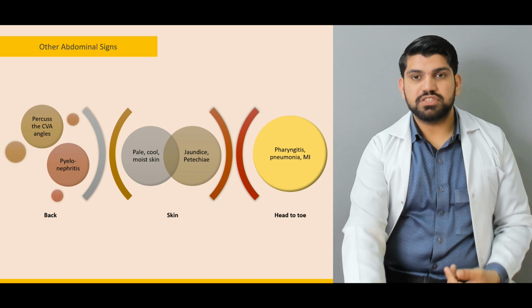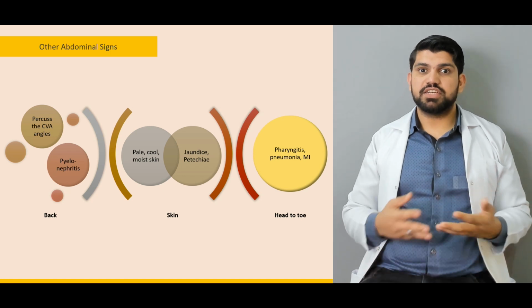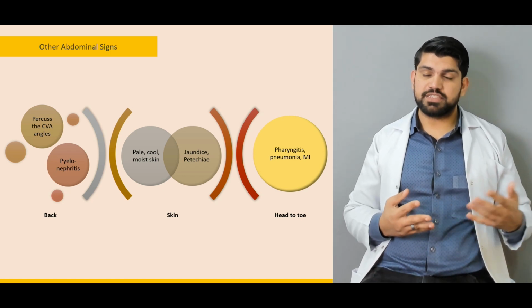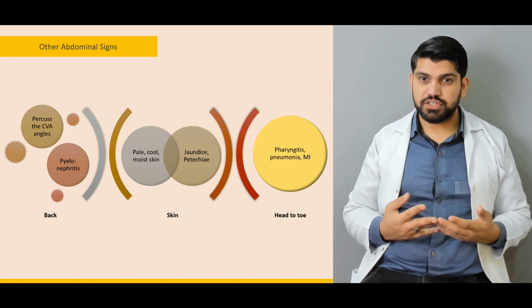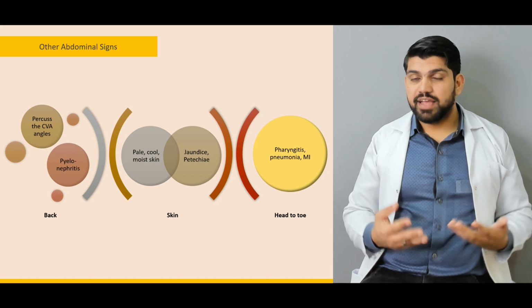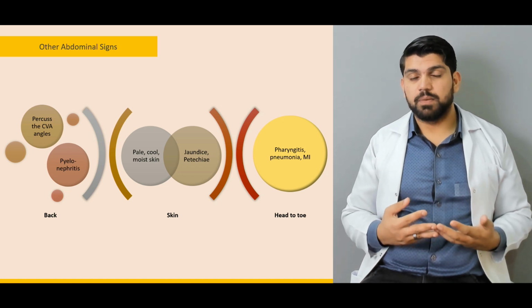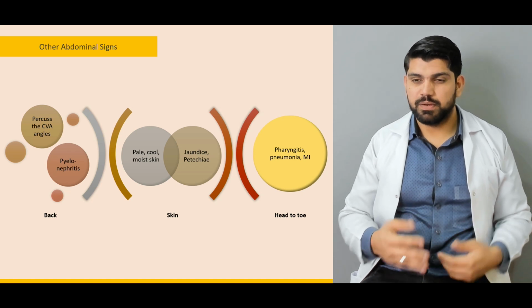Head to toe examination. Pharyngitis can present with abdominal pain, as I mentioned before. Pneumonia can present with abdominal pain because of diaphragmatic irritation. MI is again a serious complication, at times presenting with abdominal pain.